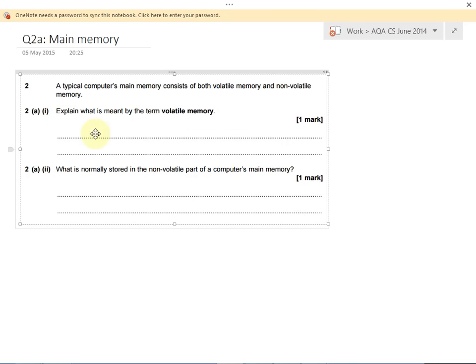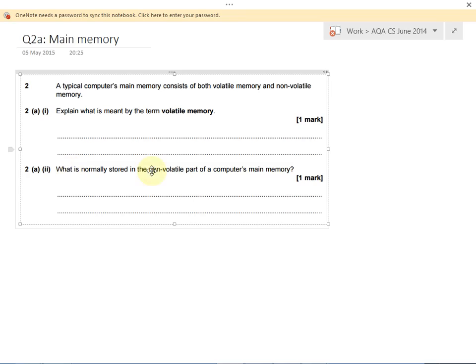One mark for this. It's looking for you to understand that volatile memory stores things that will be lost when the power is switched off. So anything that you talk about to do with it being temporary. So as soon as you switch off the power, the contents of that memory is lost, so like your RAM.